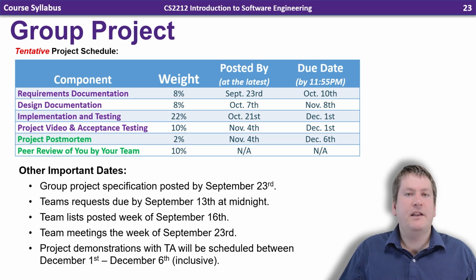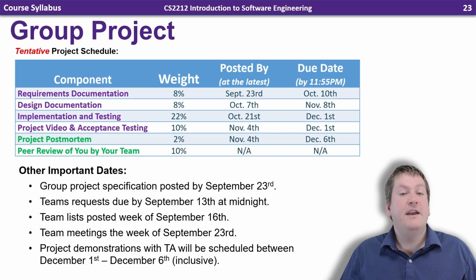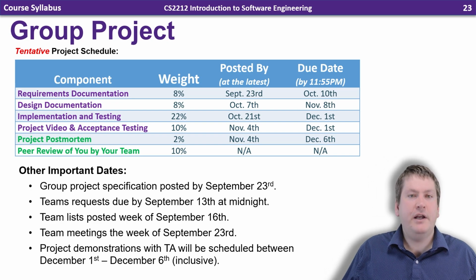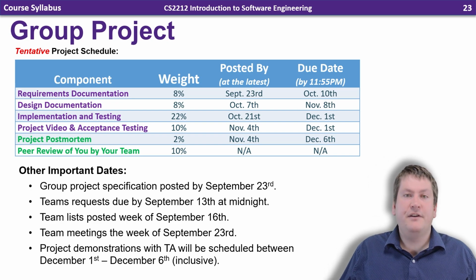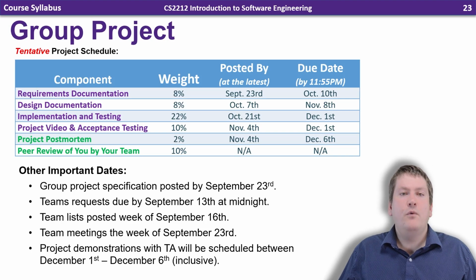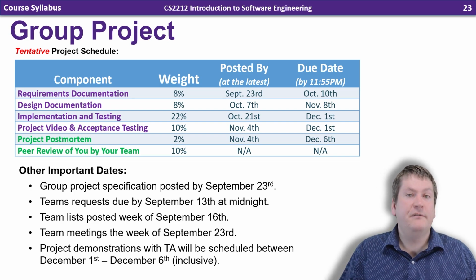Team lists will be available the week of September 16th, and that's really when you can start working on the project. And then you're going to be required to start meeting with your teams on September 23rd. Finally, project demonstrations, that's acceptance testing, will be scheduled between December 1st and December 6th, inclusive. That's the last week of class.